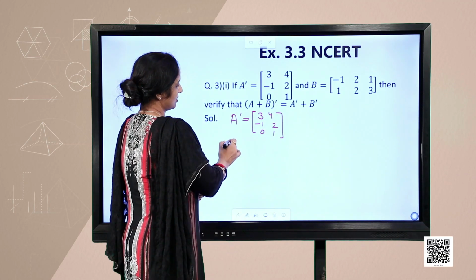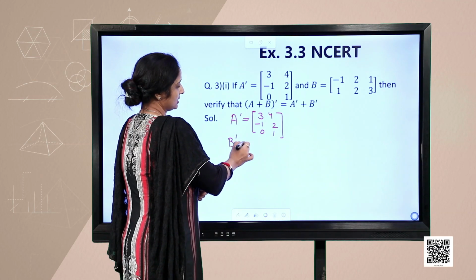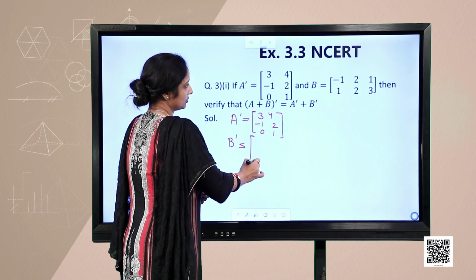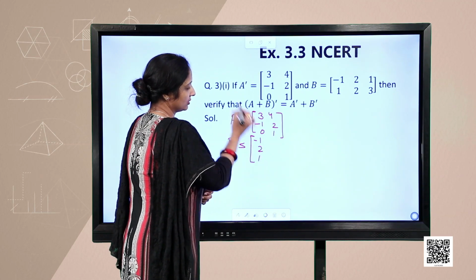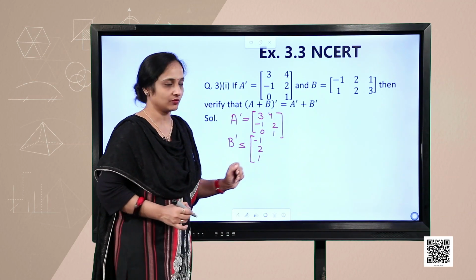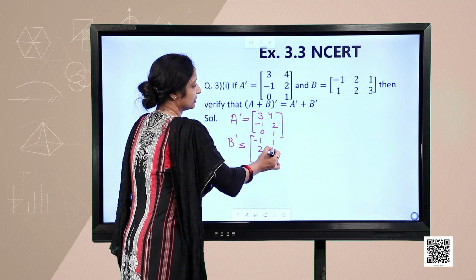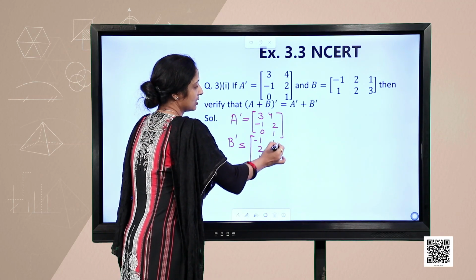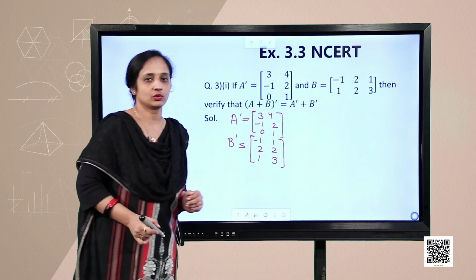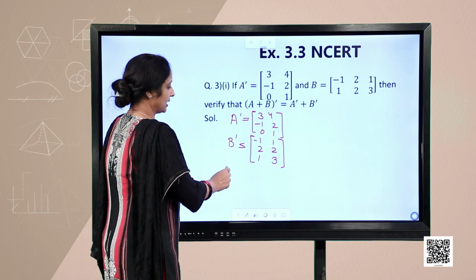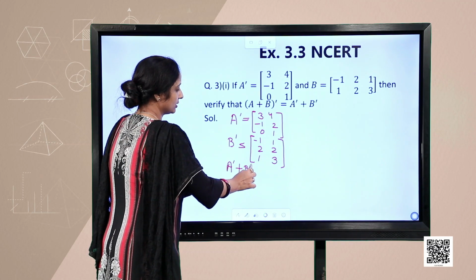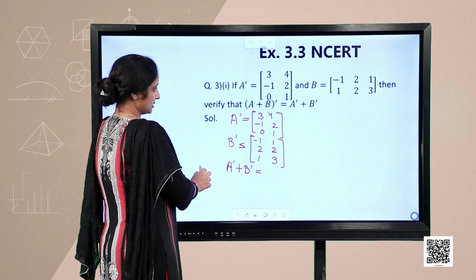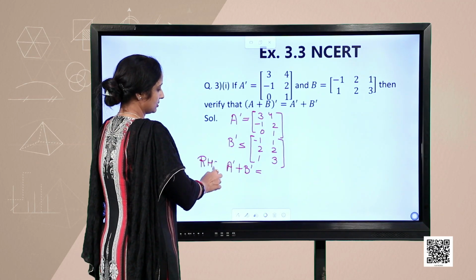Then I am given B, so I can easily calculate its transpose. B transpose like this: minus 1, 2, 1. R1 will become column 1. Then 1, 2, 3, that R2 will become column 2. After that, you'll add these two matrices, A transpose plus B transpose. This is our right hand side.